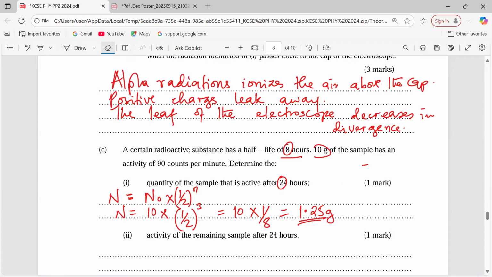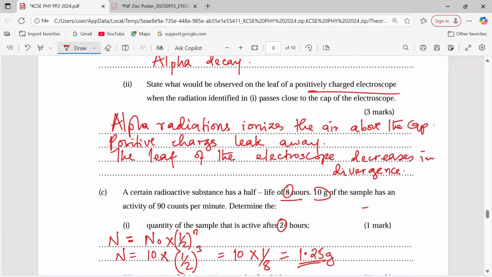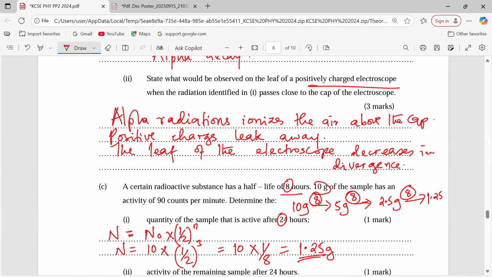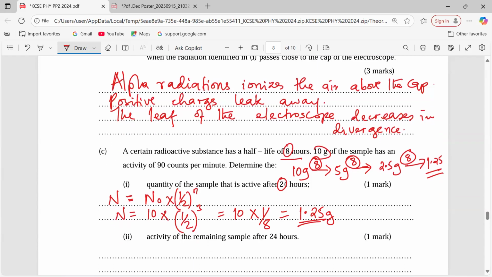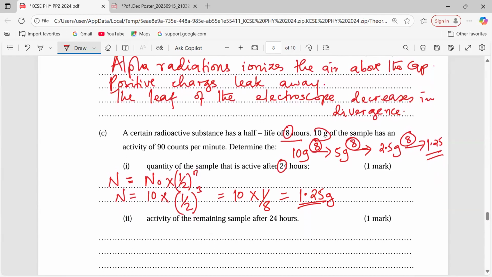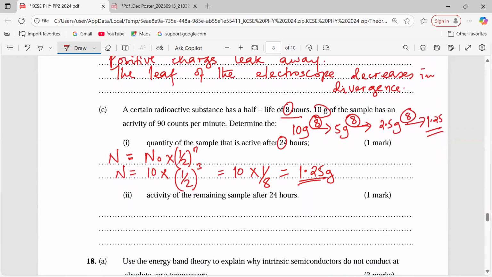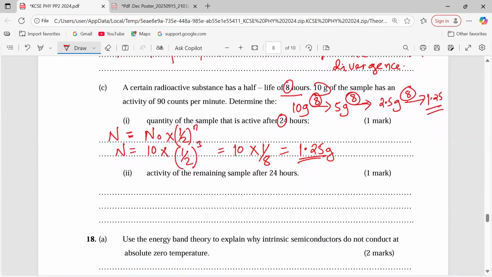Alternatively, originally having 10 grams, after the first 8 hours we go to 5 grams. After another 8 hours, we go to 2.5 grams. And finally, we go to 1.25 after another 8. All these 8s add up to 24 hours. Therefore, we can conclude that the remaining mass shall be 1.25 grams.